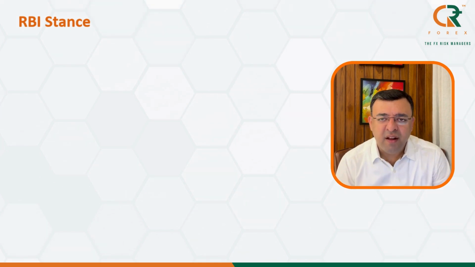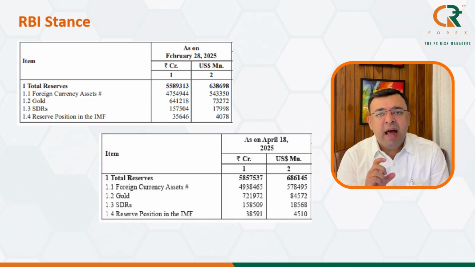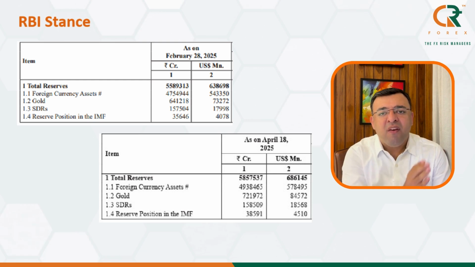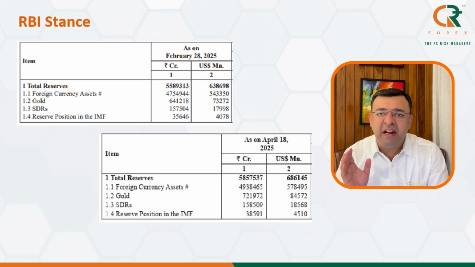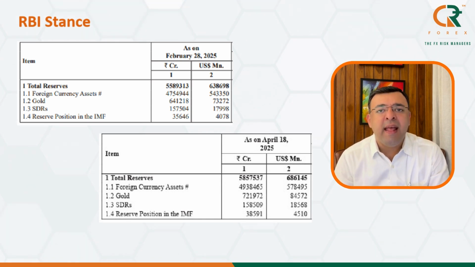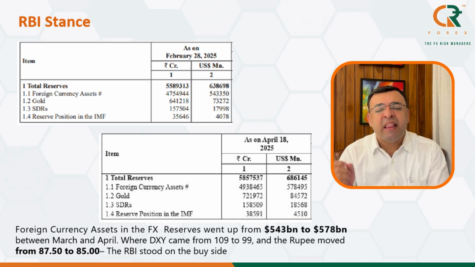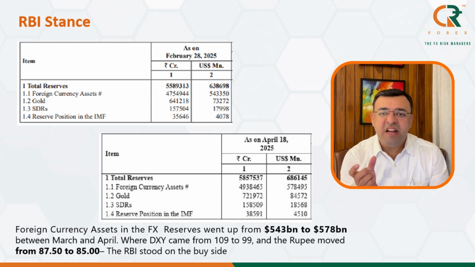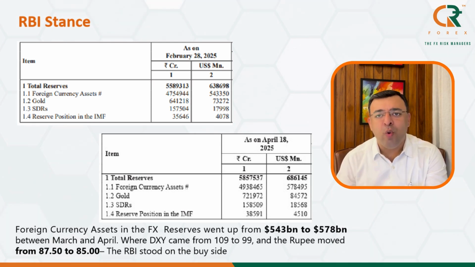The second important factor which determines rupee momentum is RBI strategy. If we see the table, RBI reserves have increased between Feb end and April end. In the month of Feb closing, it was close to $638 billion. In April, currently it is at $686 billion. While the reserves have gone up, we need to see whether foreign currency assets have gone up or not. Foreign currency assets have also gone up from 543 billion to 578 billion dollars. This data point clearly indicates that RBI is accumulating reserves at lower levels.